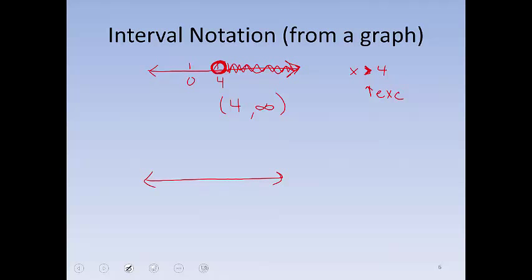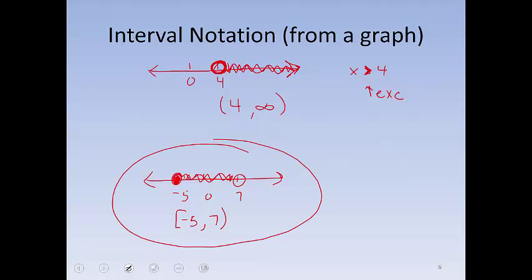Let's look at another graph. What about this one? I'm going to put a solid circle on the -5 and an open circle on the 7, and I'm going to shade in between. So for this one, I'm going to say, well, it starts at -5 and it's including -5, and it goes to 7, but it's not including 7. So this is interval notation that represents this. How would we write that as an inequality? I think it's a good idea if you try that on your own.